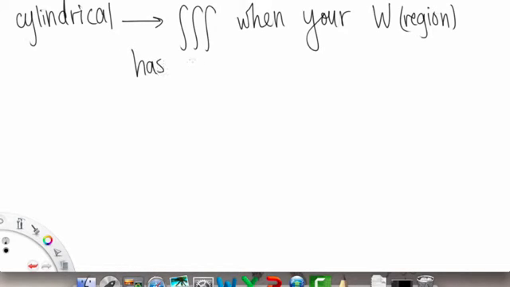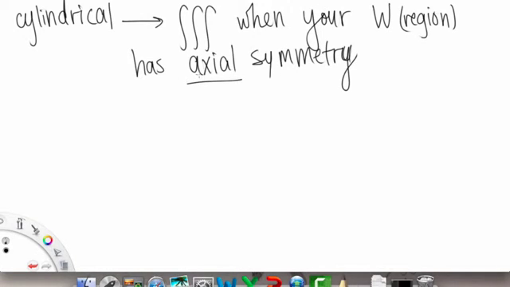When your W, or region, has what's called axial symmetry. And what this means, the word axial, that just means with reference to an axis. So like the x-axis, the y-axis, or the z-axis. So if your region is symmetrical with respect to any one of those three axes, then you can employ cylindrical coordinates.